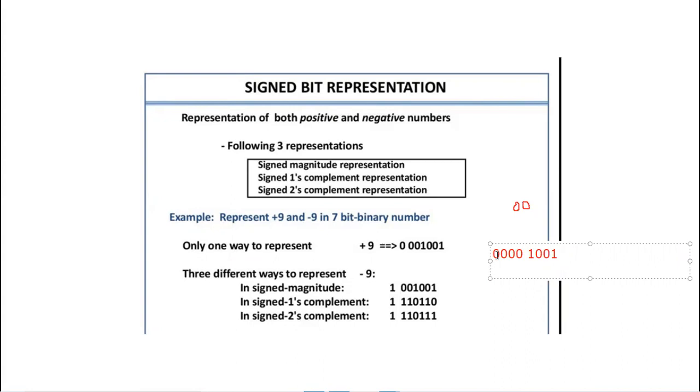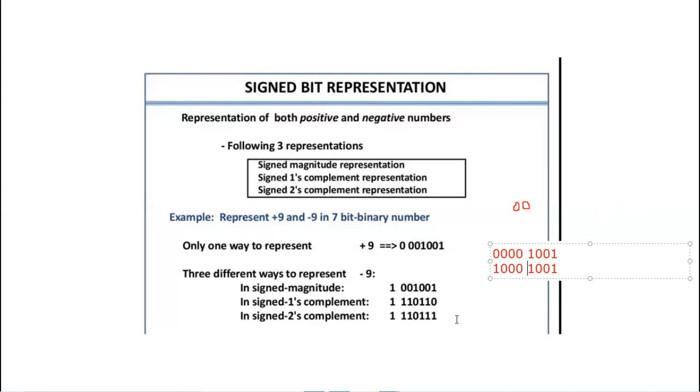Suppose I want to represent both positive and negative, then you have to choose the most significant bit. This is the most significant bit, and it can be used for representing whether it is a positive number or negative number. If it is a positive number, then it will be 0. So a positive 9 is 0, 0, 0, 0, 1, 0, 0, 1. If it is a 0, it is a positive number. If it is a 1, it is a negative number.